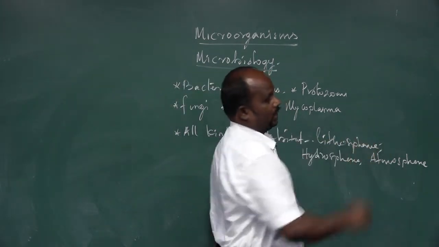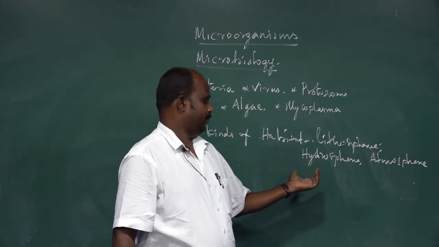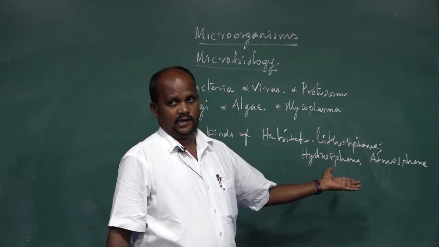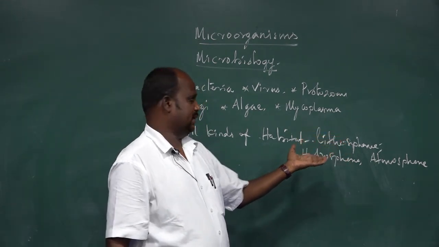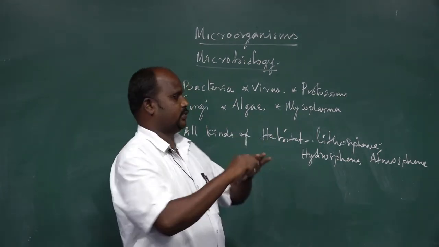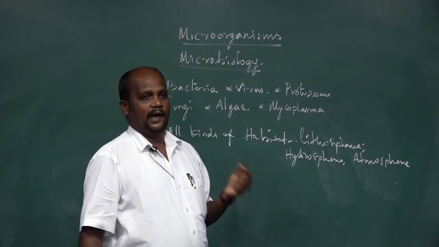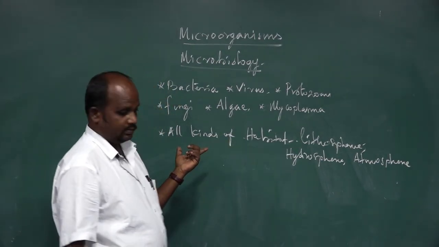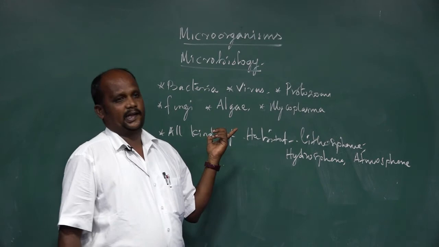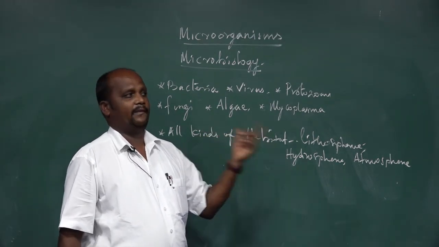Lithosphere means the layer of soil. Hydrosphere means the layer of water. Atmosphere means the layer of air space. That is all kinds of habitat. So microbes from the world are spread in all kinds of habitat. Another thing, microbes have two categories. One is beneficial microbes, the second one is harmful microbes.